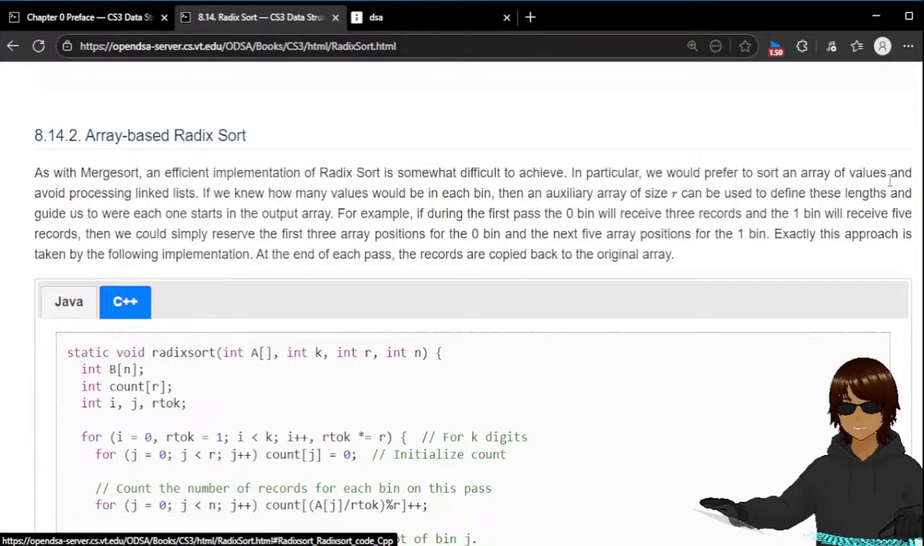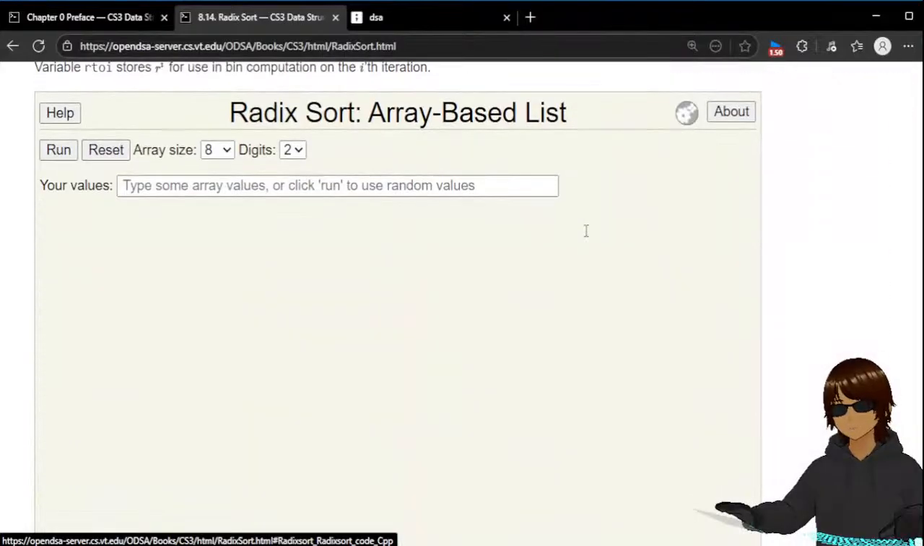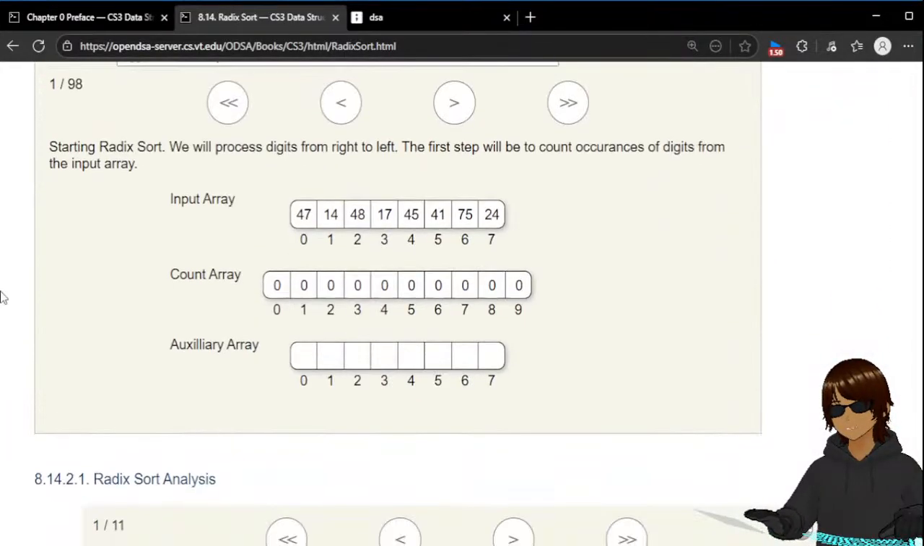We would prefer to sort an array of values and avoid processing linked lists. If we knew how many values would be in each bin, an auxiliary array of size r can be used to define these lengths and guide us where each one starts in the input array. For example, if during the first pass the 0 bin will receive 3 records, I see, the first 3 will be reserved for that 0 bin. I see. So the auxiliary array is over here.